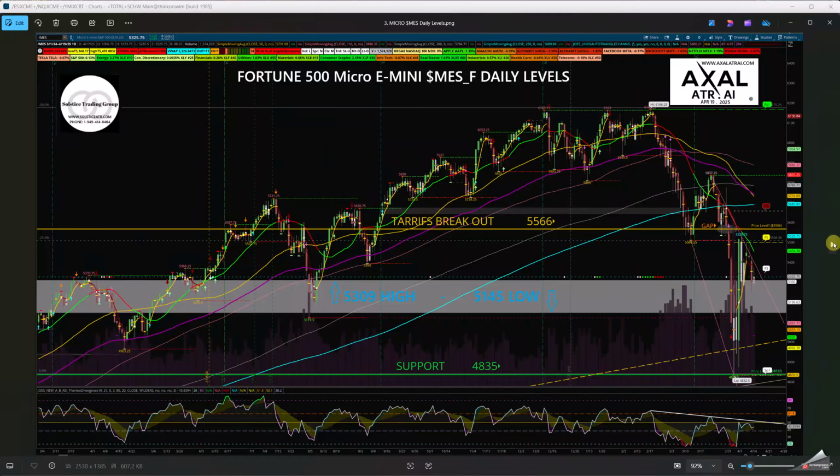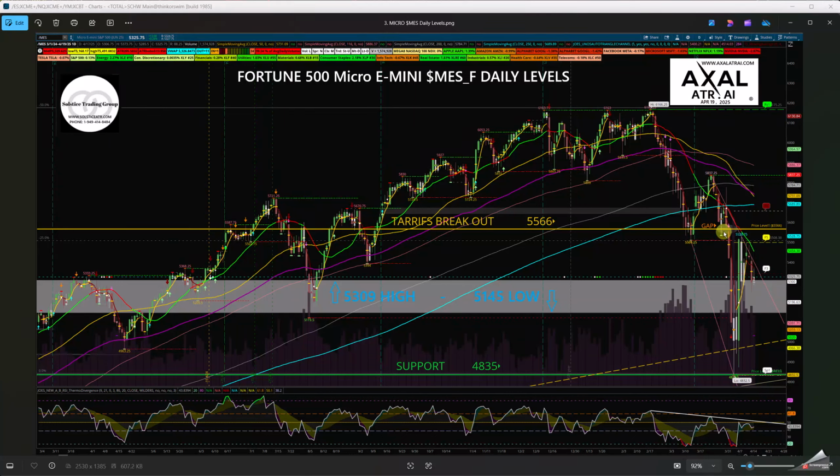Let's go to the first slide that I have up here. What I did, I put the S&P 500, which is the E-mini contract, not the SPY. I wanted to show the levels from the highs to the lows that we had due to the market volatility as well as the tariff.